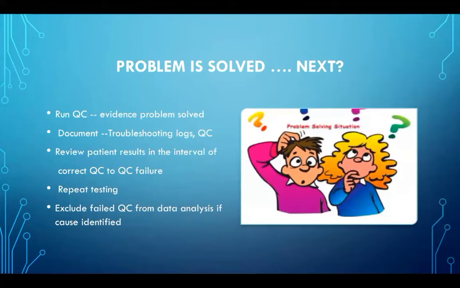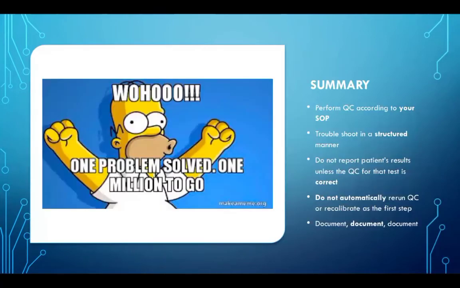Now, the problem is solved. But what is important? Documentation. Also see what results you have released after the last successful QC and whether you need to repeat those tests or not. Is it showing significant variation? If it is, then you have to take appropriate action. You are recalling and informing the new result if it is showing significant variation.